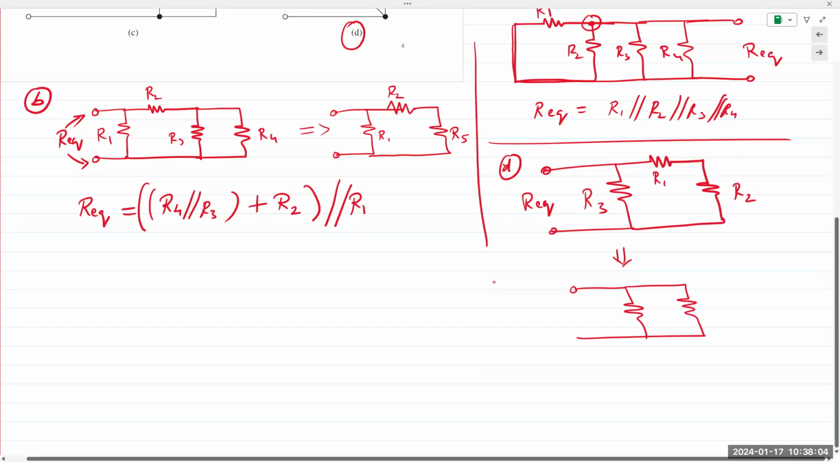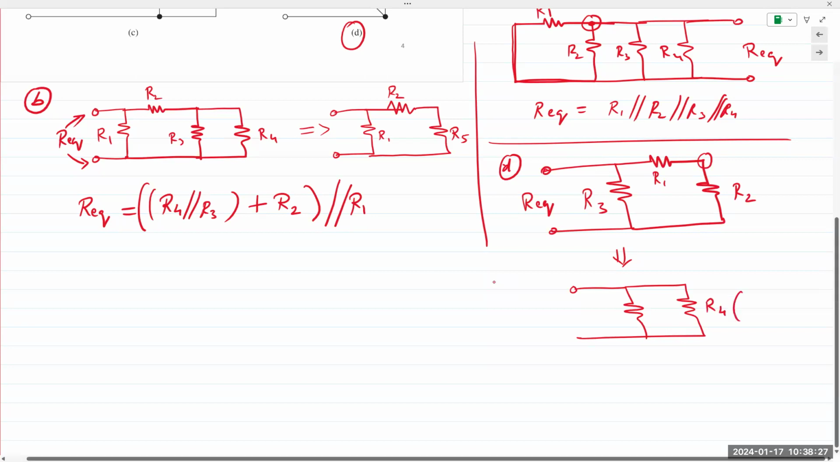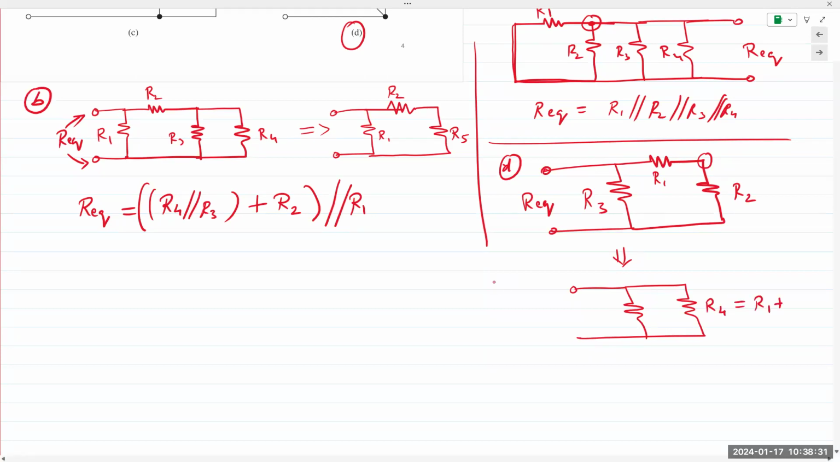R1 and R2 share only one node. They do not share two. They're only sharing one node. They share it right here. The other ends of R1 and R2 are not connected together. Call this R4. R4 is equal to the series combination of R1 and R2.